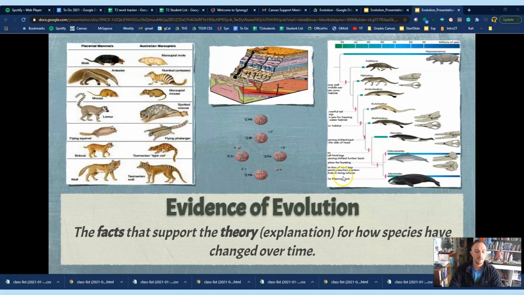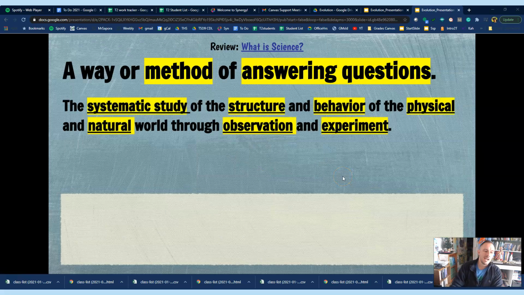A theory is an explanation. So just to review, what is science, right? Science is not a thing. Science is a method. Science is a way of answering questions. We use science to answer questions. Science is a verb, not a noun. And a more technical definition would be science is the systematic study of the structure and behavior of the physical and natural world through observation and experiment.